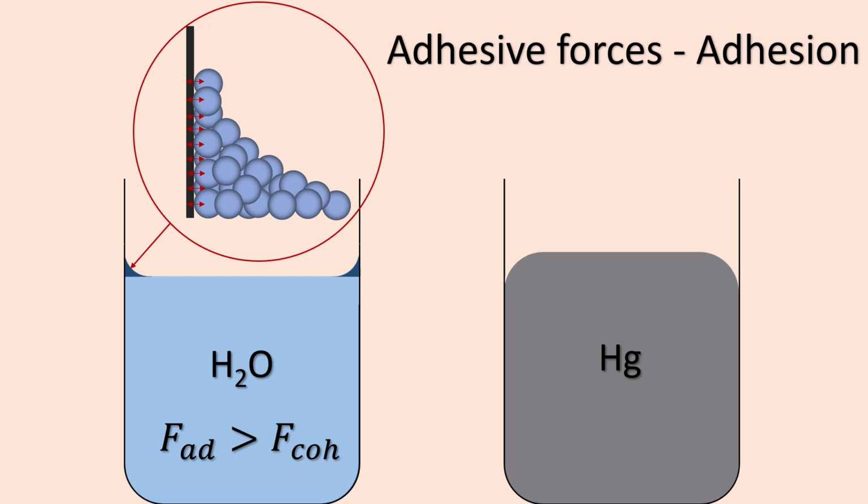In the case of mercury in a glass, the scenario is quite different. The cohesion among mercury molecules surpasses the adhesion between mercury and glass. The mercury molecules, inclined to seek more direct contact with each other, move away from the glass, causing the surface touching the glass to curve in the opposite direction.